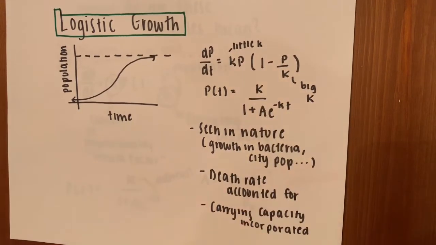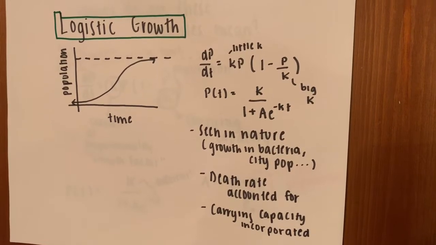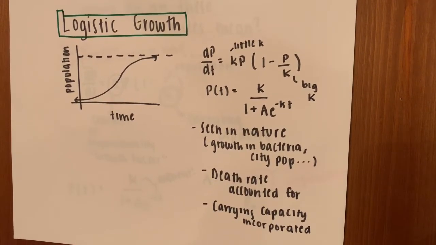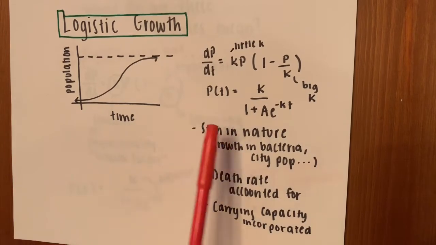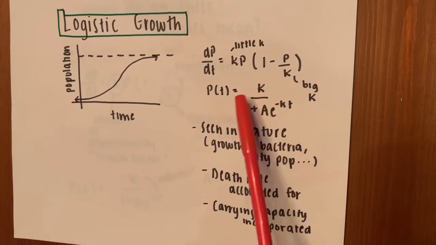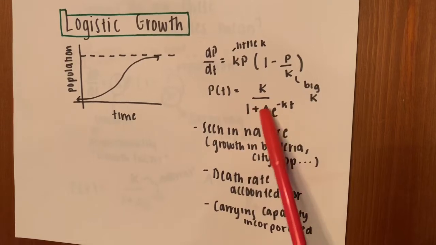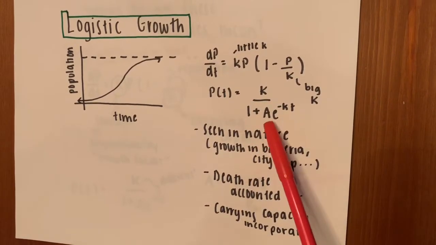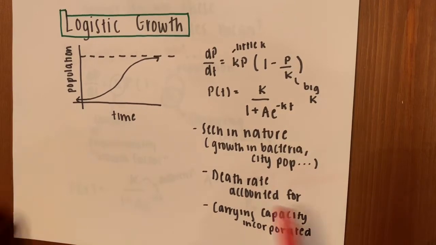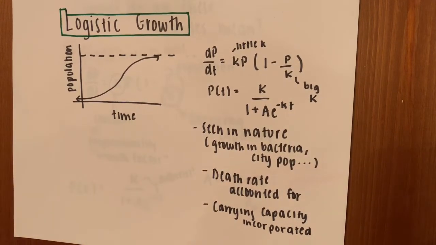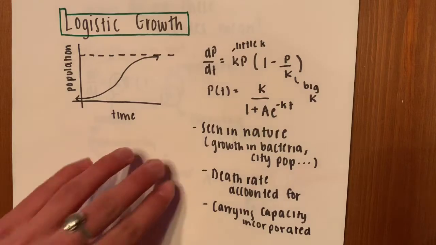What this basically means is as the population grows and gets closer and closer to the carrying capacity, and eventually hits the carrying capacity, it will no longer continue to grow. The function is P(t) equals the carrying capacity over 1 plus this A value, which we'll get into later, times e to the power of the negative constant of proportionality times time. This is seen in nature, like growth in bacteria, instead of population, and death rate is accounted for.